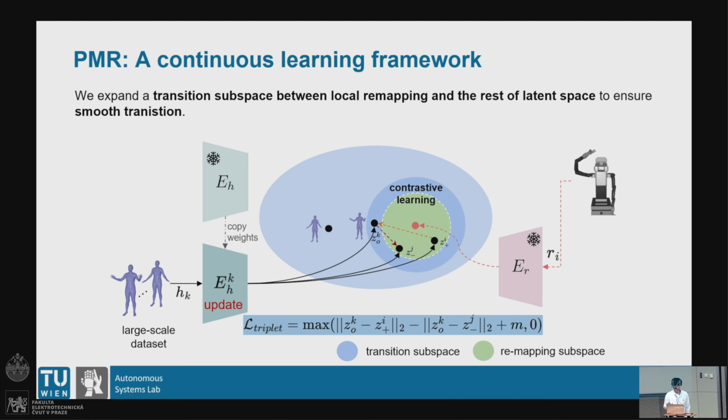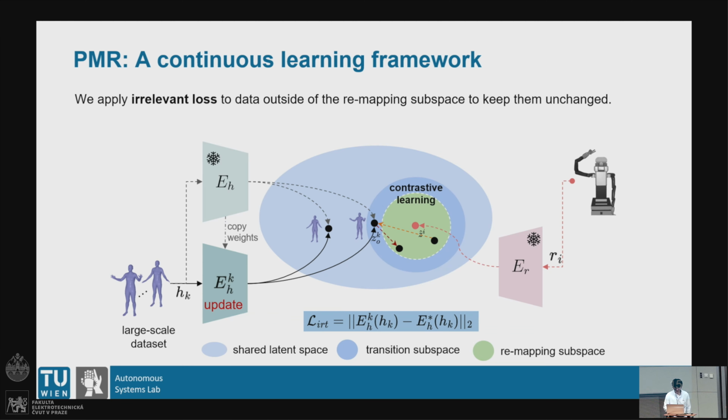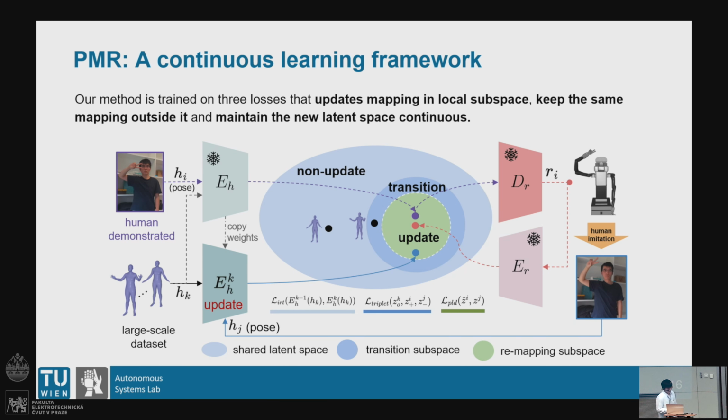So in order to make this smooth transition, we expand this space, and how to ensure that the rest of the space is not changed when updating the network? Then we have another loss to constrain that the current network has the same performance as the previous network in the other irrelevant region. Overall, we introduced 3 regions. One is the update region, where the user has given feedback, and then we have a transition region to ensure a smooth transition between the update region and the non-update region, and we have 3 losses.